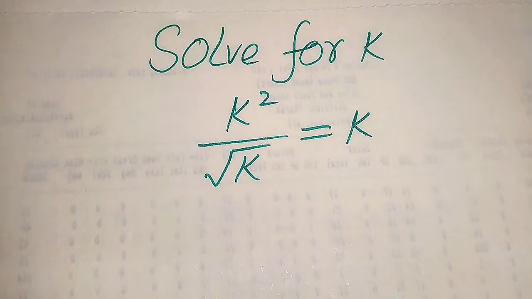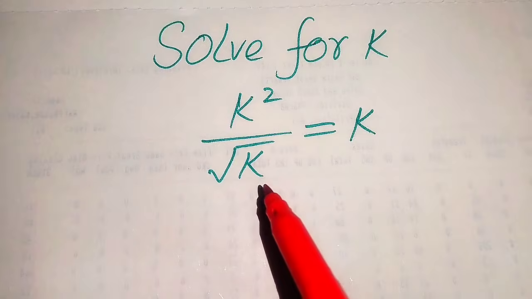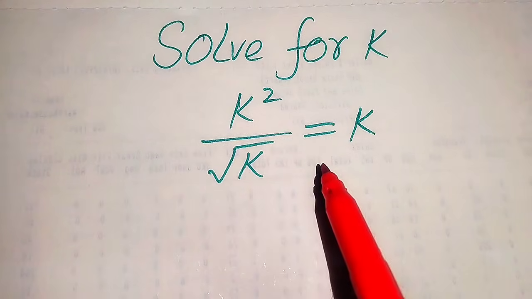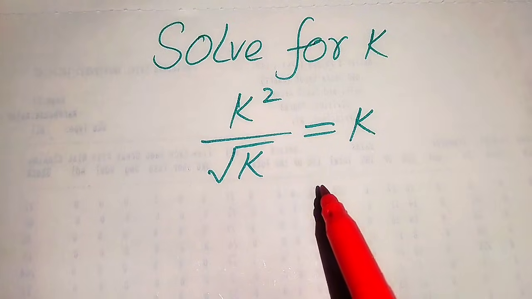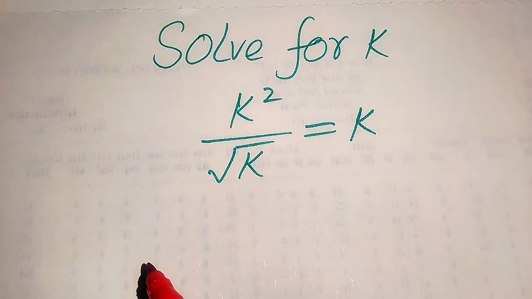Hello everyone, how to solve this problem for the values of k if we have k squared divided by square root of k equals k, and we solve this problem for all the values of k. So here first we need to find all the roots of this equation, and at the last we will verify which of the roots are solutions and which of the roots are extraneous roots.